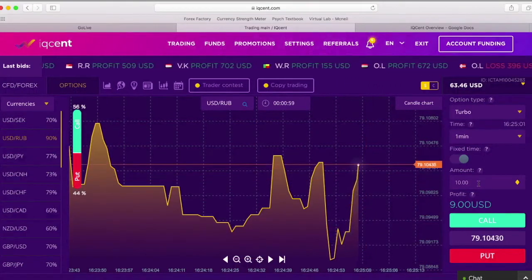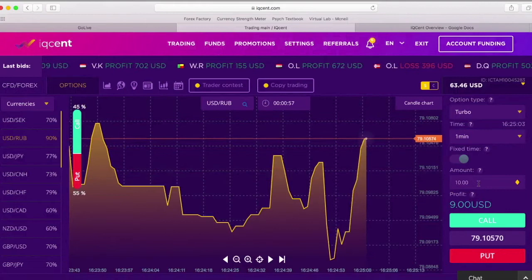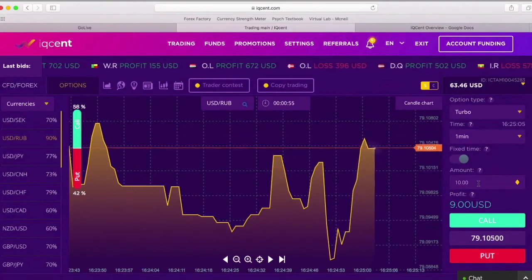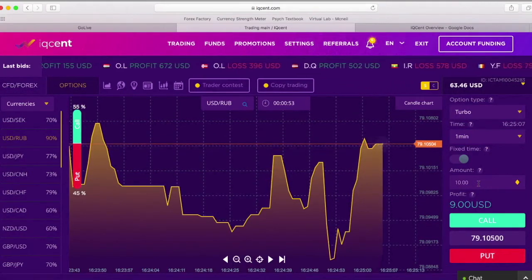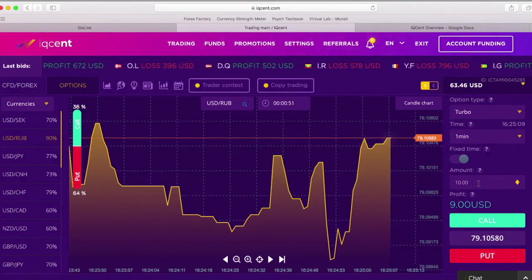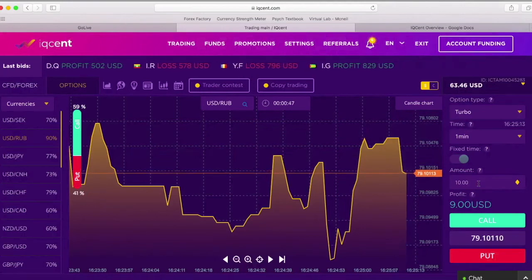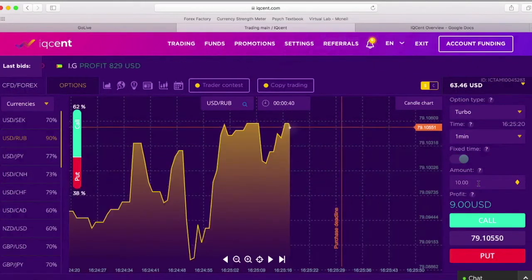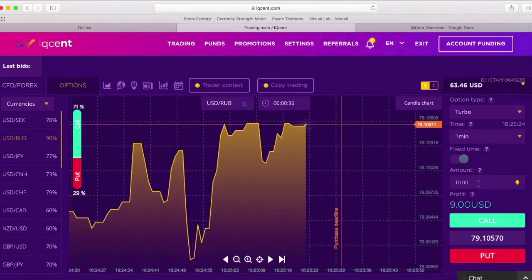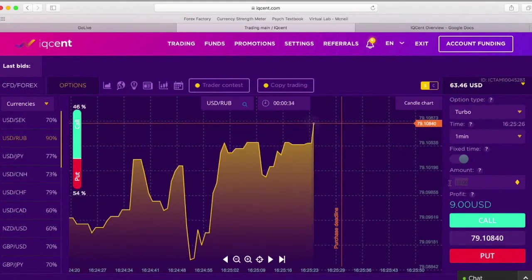Do not risk more than 3% of your account for each trade that you enter. I would write that down or take note of that somewhere. So in this case, I have $63 in my account. So that means that if I wanted to place a trade right now, I should risk about $189.